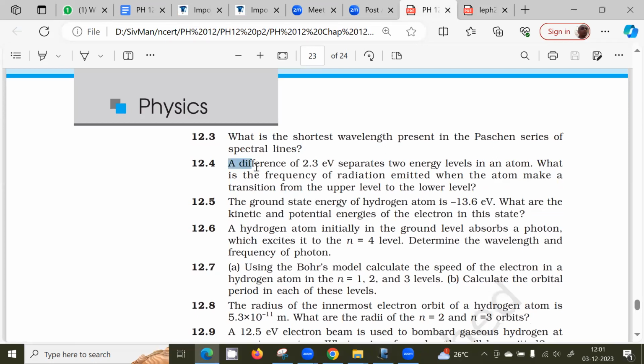So a difference of 2.3 electron volts separates two levels in an atom. What is the frequency? Upper level, lower level. Yeah. So this is the same thing.